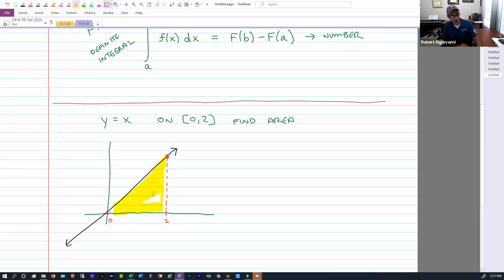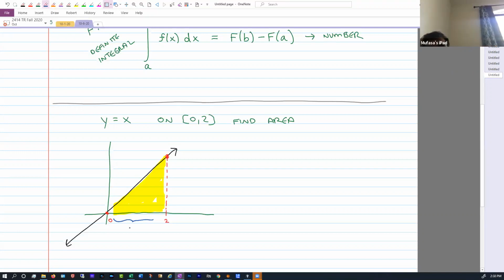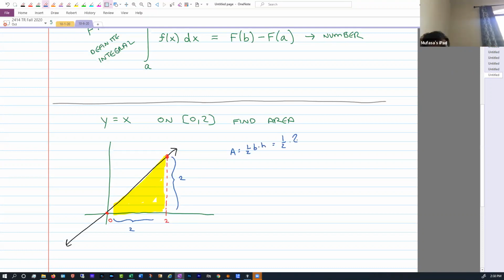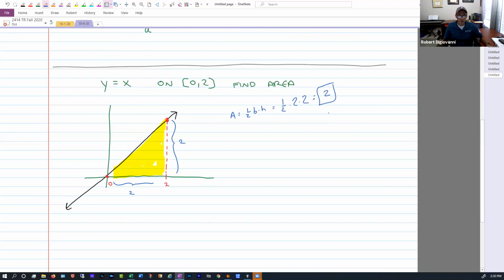Now, I gave you a straight line for a reason. I gave you a straight line because we can find the area right now without any calculus. Can someone tell me the area of that triangle? How wide is it? 2, right? How tall is it? 2. Okay, so area is going to be 1/2 base times height, or 1/2 times 2 times 2. It's just 2. But that's not using any calculus because it was a straight line.